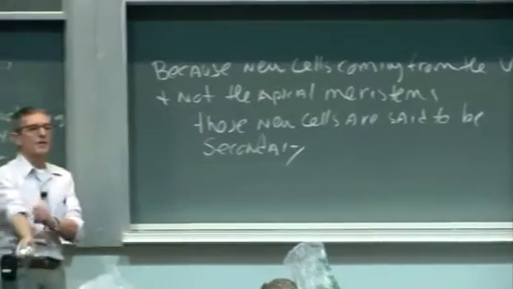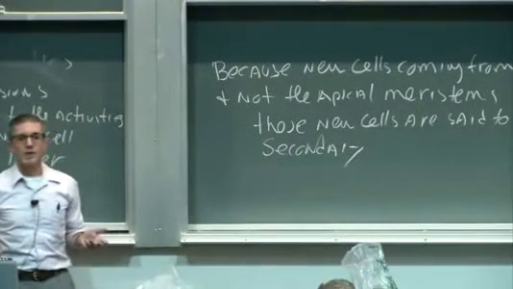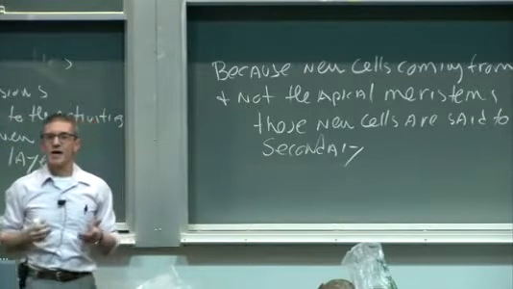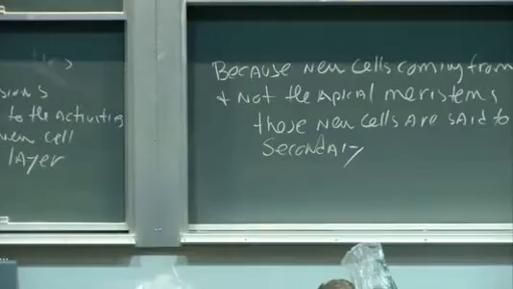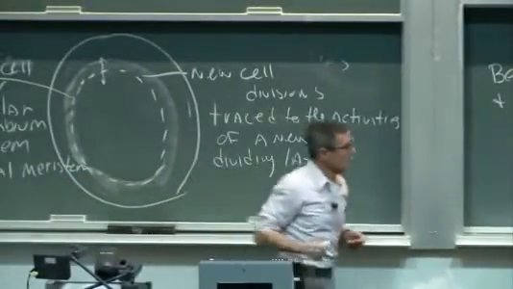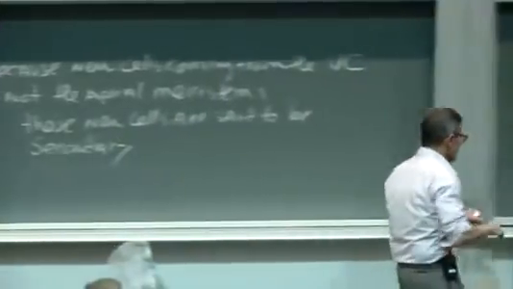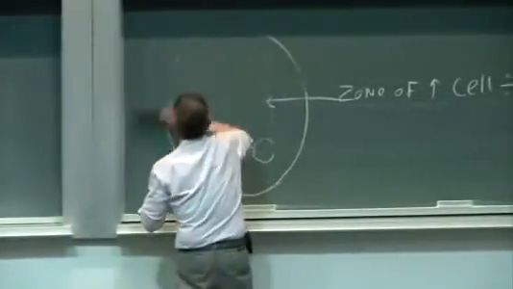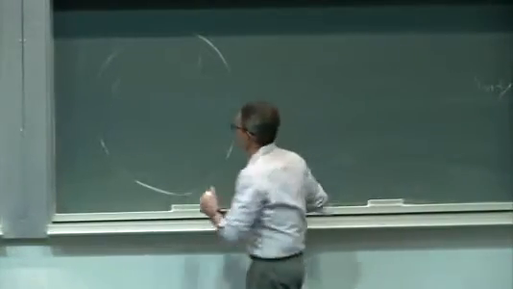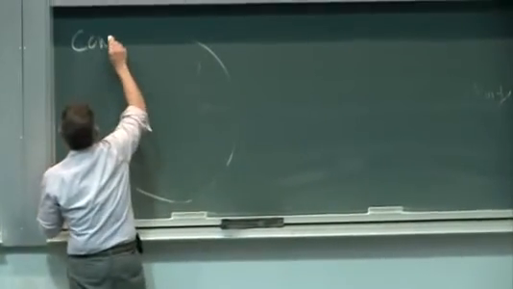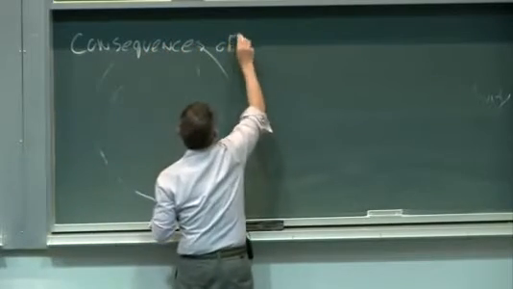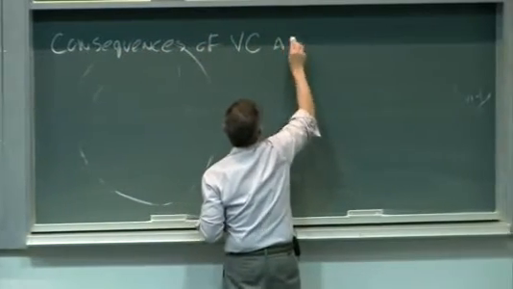So now you're seeing in the plant new cells being produced, but their origins can't be traced to the apical meristems. They can be traced to this lateral meristem, which we're going to talk more about for most of the lecture today. So what are some of the consequences of the operation of the vascular cambium? The consequences of vascular cambium activity.